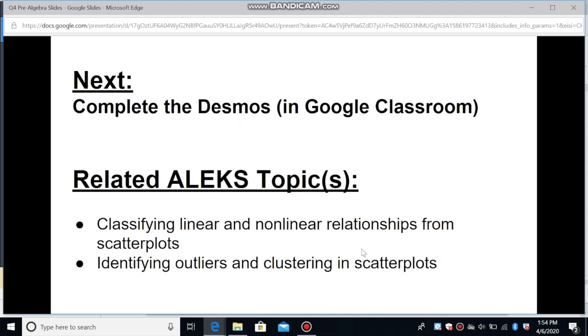Next, you're going to complete the Desmos, which is linked in on Google Classroom. After you finish your Desmos, if you want to work on related ALEKS topics, you can work on classifying linear and nonlinear relationships from scatterplots, as well as identifying outliers and clustering in scatterplots.